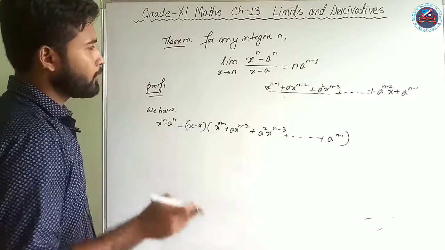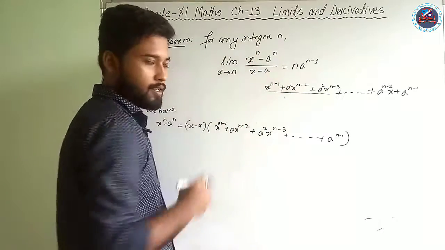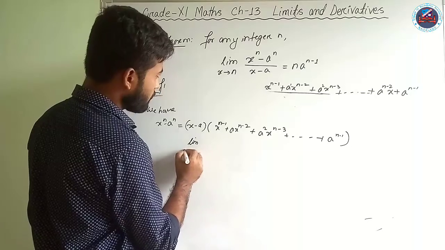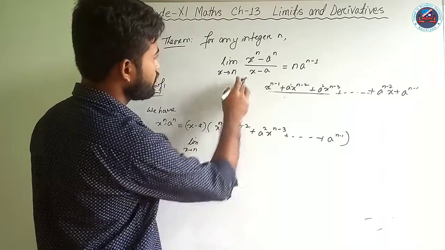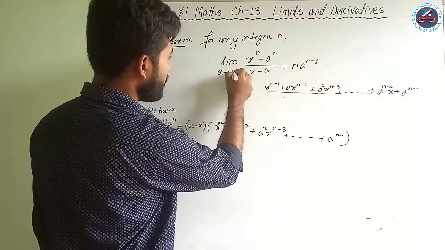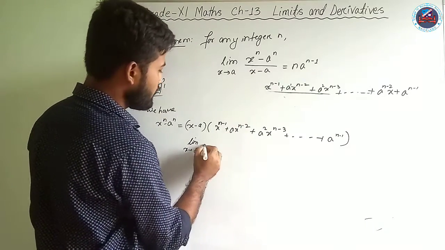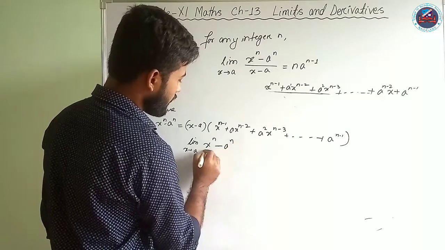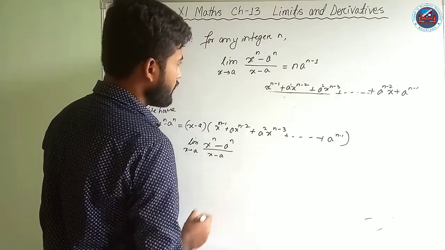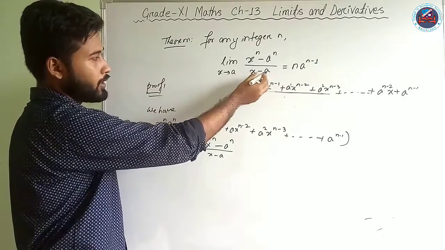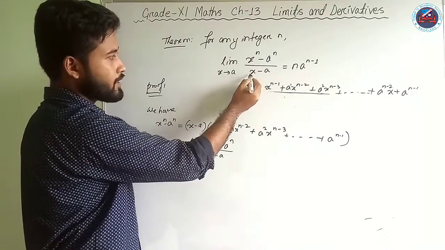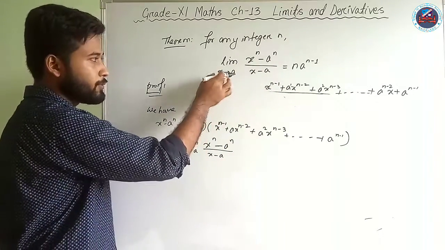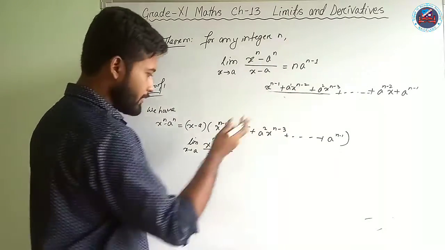Now what is our target? We need to find the limit of this function. So limit x tends to a, x to the power n minus a to the power n divided by x minus a. Now you can see one thing, why a? Because we are finding the limit at the point a, and if we put a here, x minus a will be 0, this will be 0, that is why we are finding this. Otherwise simply if we put the value of a, we can get the result if it is defined.